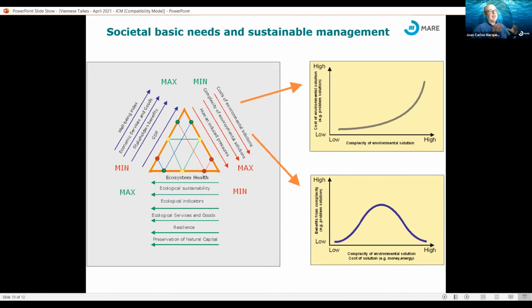Why can't we maximize? This was also shown before. If we maximize and we consider the relation between the cost of the solutions we need to implement and the complexity of those solutions that are necessary to keep the system anchored in the threshold we established, the costs will increase not linearly, but exponentially. Meaning that when we relate the benefits with the complexity of the solutions we are forced to adopt, the benefits at a given point will decrease. Unless we are internalizing the costs in our product.